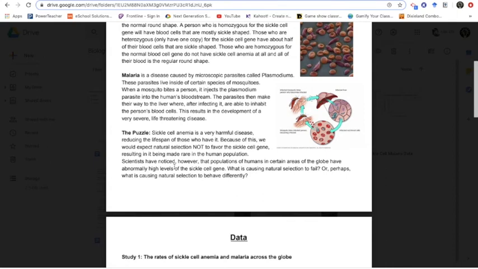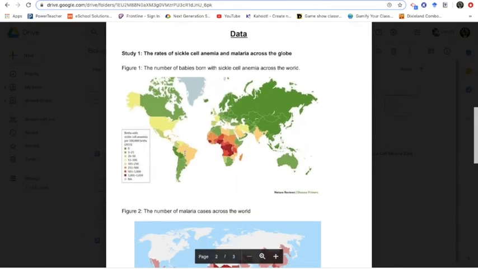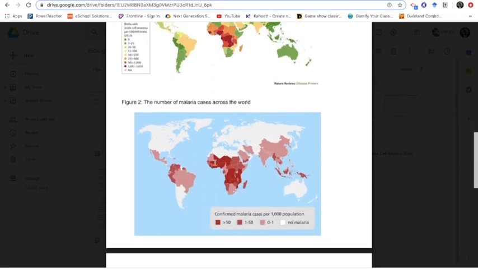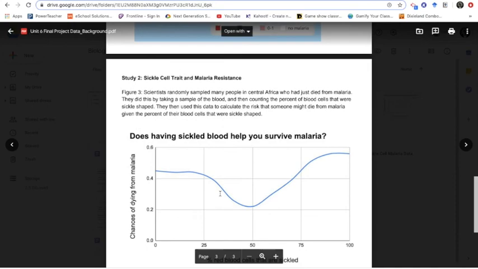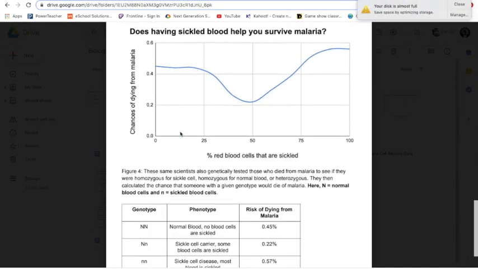Now, the question is, though, why are there such high levels of the sickle cell gene in Central Africa? Everywhere else in the world, the levels are very low. Why is it so high in Central Africa? And so here, I give you different pieces of data. Like this is the rates of sickle cell anemia across the globe. And this is the rates of malaria across the globe. And then there's a couple of graphs here from these experiments.